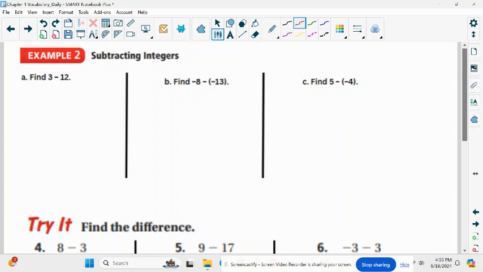Did you pause it? Okay, so here we go. We have 3 minus 12, so we're going to do 3, change subtraction to addition, change the sign of the second, follow the rules. Same signs or different? Different signs, subtract. So 12 take away 3 is 9, keep the sign of the bigger number.